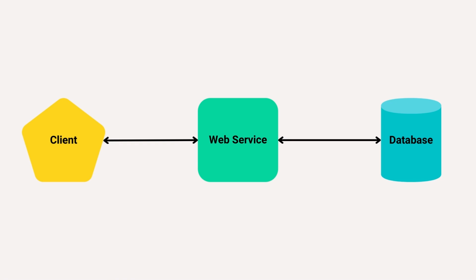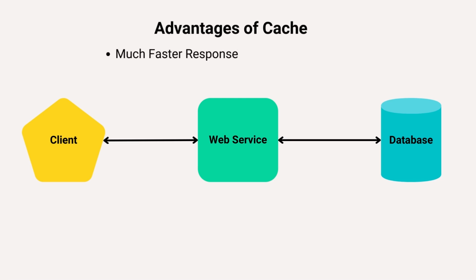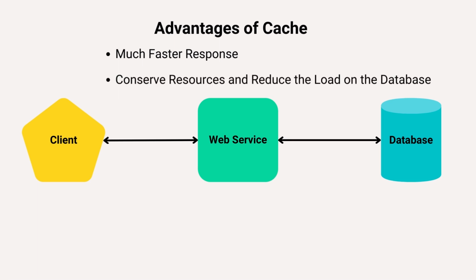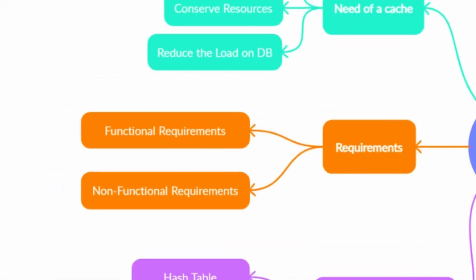The cache will give two main advantages to our web application. Firstly, the responses to clients will be much faster. Secondly, the cache helps conserve resources and reduce the load on the database. How can we implement this cache?